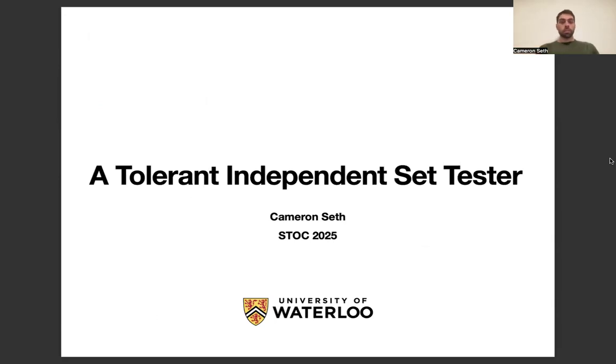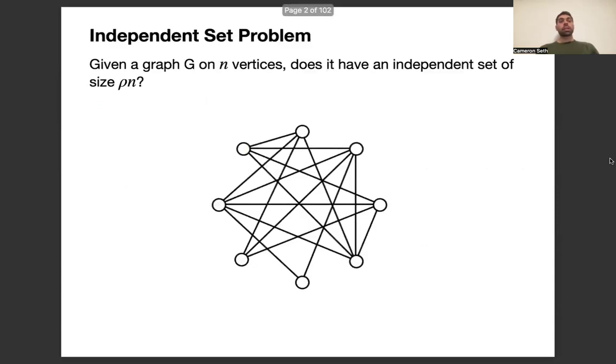Hello, my name's Cameron. The title of this work is A Tolerant Independent Set Tester. So let's start with the independent set problem. Given a graph on n vertices, does it have an independent set of size rho n, where rho we can think of as some constant? And recall that an independent set is a set of vertices such that no two vertices are adjacent. So in this graph, I've circled an independent set of size 3.